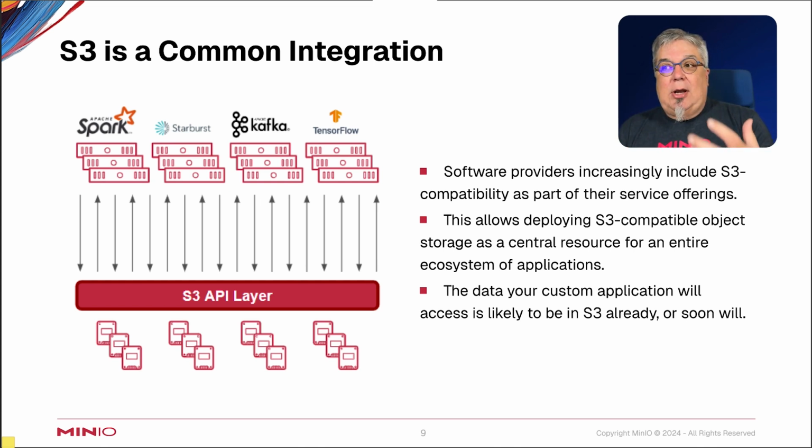So this allows deploying an S3 compatible object store as a central resource for a whole ecosystem of applications. You can separate these all out by buckets. You can even separate them out by prefix if you need them to access the same bucket, right? The data your custom application is going to access is likely to be in S3 already, or it soon will. So if I'm writing a custom application that's going to be data-centric, eventually you're going to start thinking about scaling up to the size of many, many terabytes, which means S3, which means cloud.